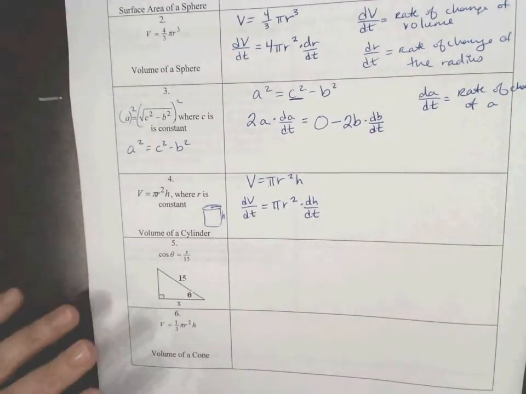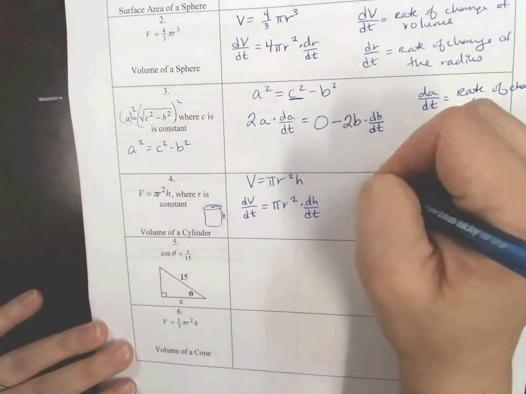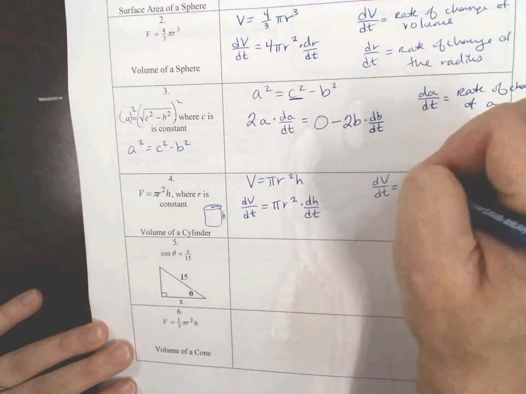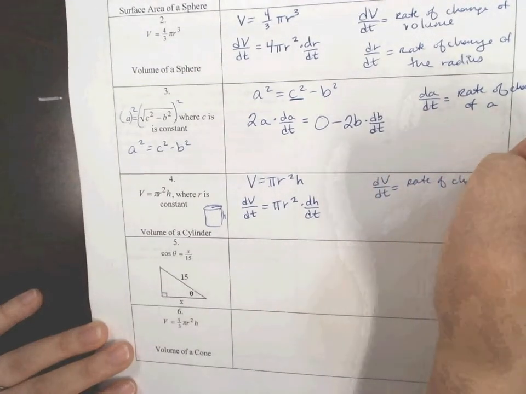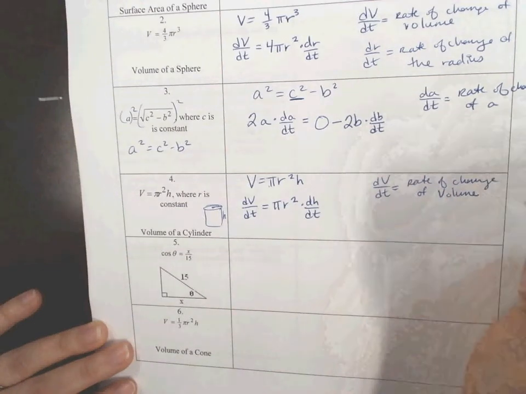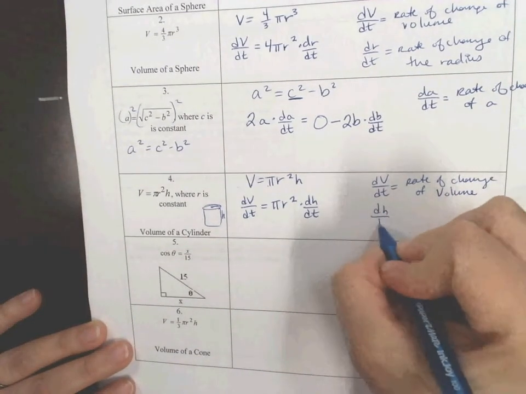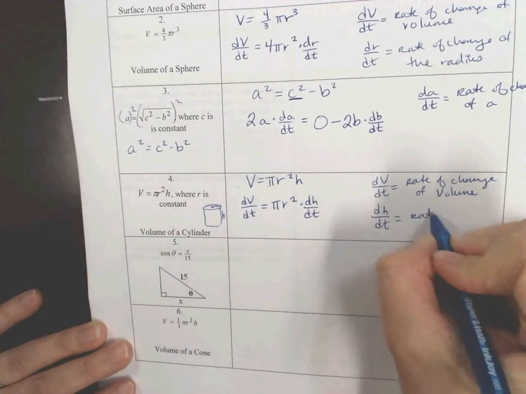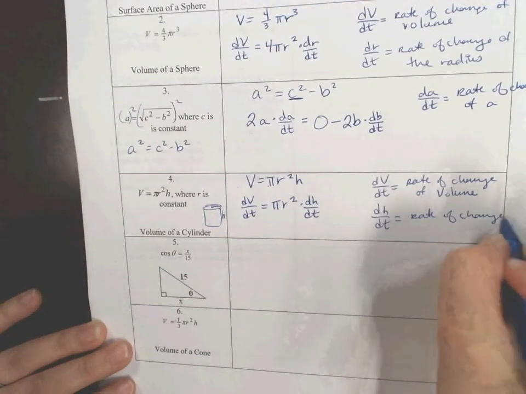All right, and dV/dt is the rate of change of the volume of the cylinder, and dH/dt is the rate of change of the height of the cylinder.